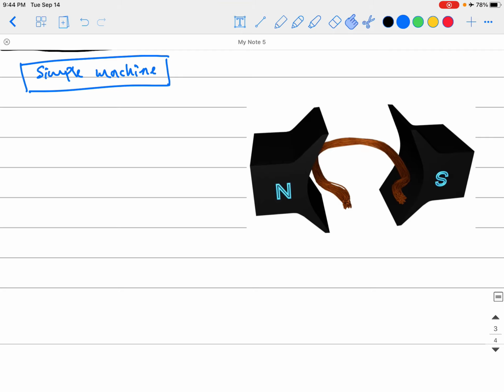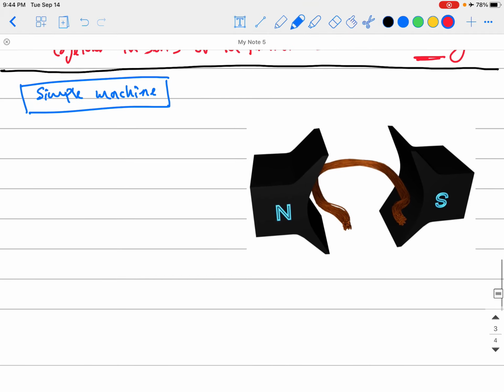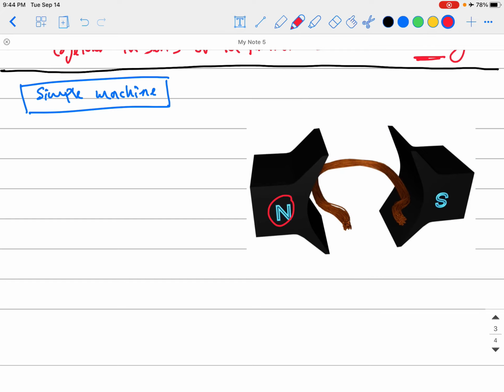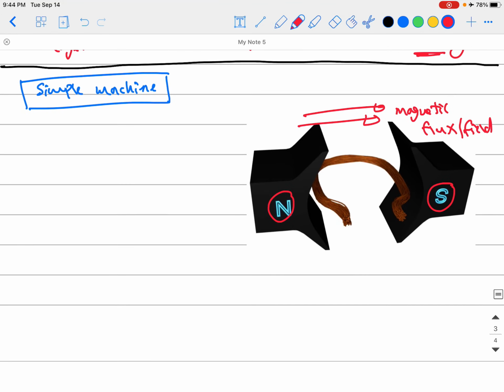You have a magnet like this, so there is a north pole and a south pole. That means you have magnetic flux like this. We talked about how magnetic flux and magnetic field are the same thing. So the magnetic field goes from the north pole to the south pole.